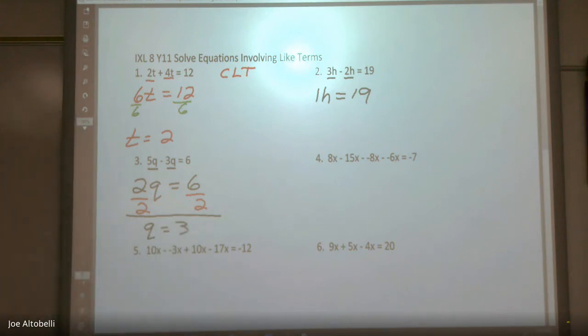Now, do you see that I'm writing stuff down? So when you're doing your IXL today, you also have to write down on a separate sheet of paper. Okay?